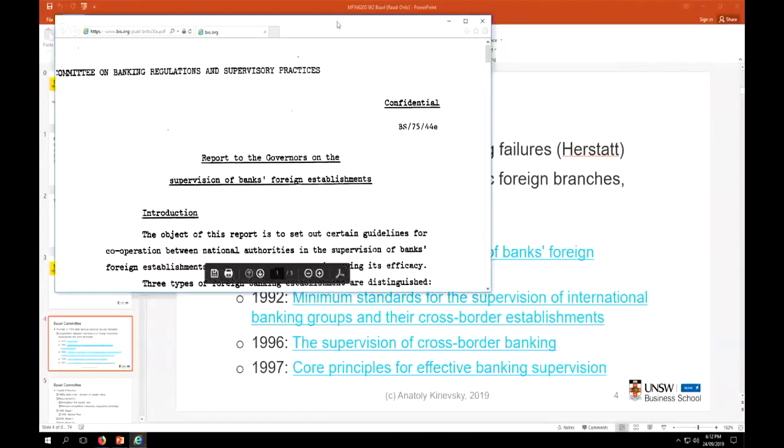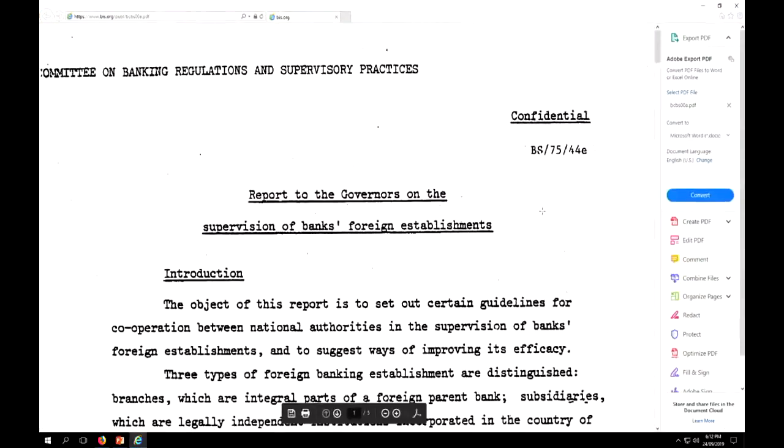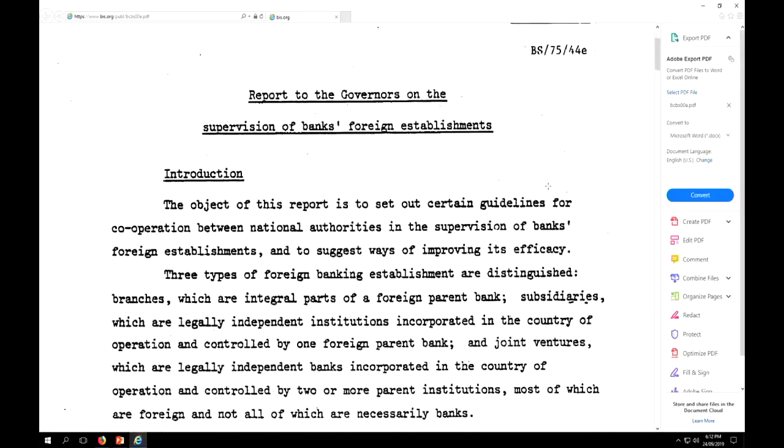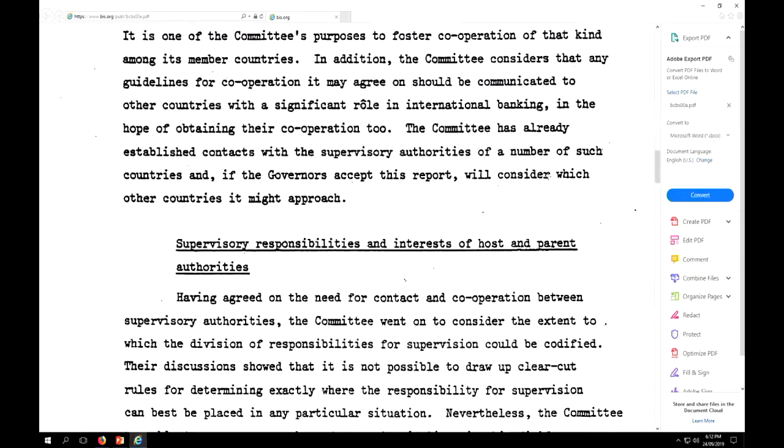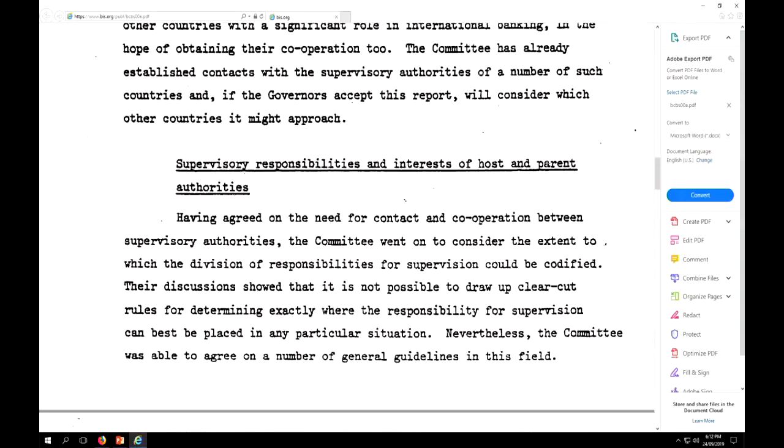Right? So this is the document that will come up. Very confidential document. Committee on Banking Regulation and Supervisory Practices, report to the governors. Ultimately, they talk about the need for cooperation, and they talk about how you are going to supervise or divide supervisory responsibilities between the host and parent authority.